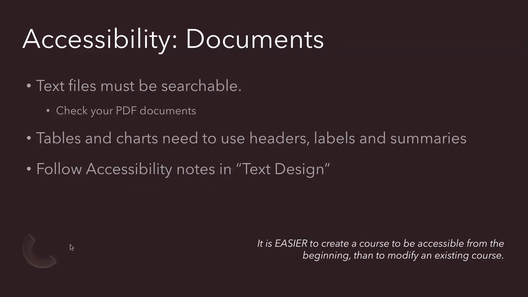The last thing to think about are your documents. So basically, make sure you follow all of the notes for text design because documents are text files, but all of your documents need to be searchable. So this is really important for our PDF documents. If you have like a reading and you scanned it as a PDF file, it's not going to be searchable. So your students with their screen readers cannot read it. So you'll need to provide an alternative text file for the students to use. If you have tables and charts within your documents, make sure you're using headers, labels, and summaries. And then remember, again, those accessibility notes.